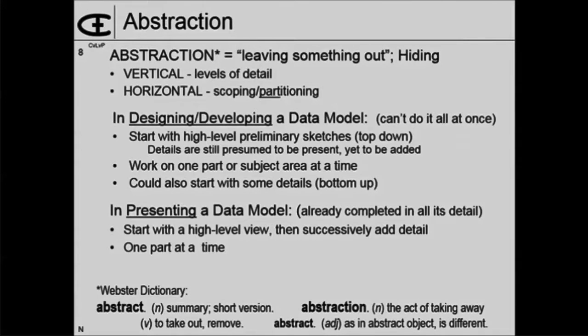So, it's already completed. We start with a high-level view, and we successively add detail, and we can do this one part at a time. That's a presentation issue, not a modeling issue. In the dictionary, abstract, the noun, means summary or shortened version. The verb is to take out or remove. I'm also not including the distinction between what we might call abstract versus concrete.